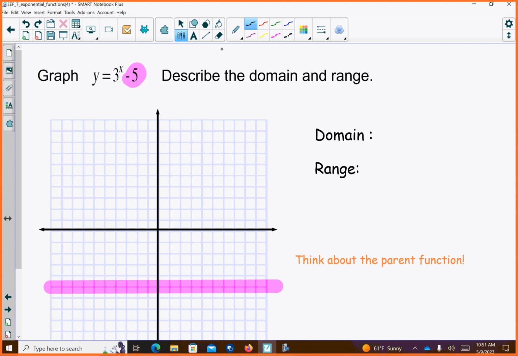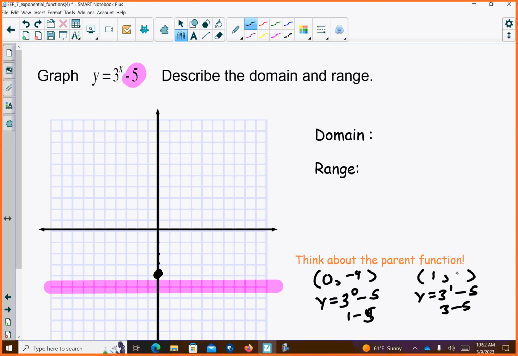All right. I'm going to plug in 0. So I'm going to get y equals 3 raised to the 0 minus 5. What's 3 to the 0? 1. What's 1 minus 5? Negative 4. All right, so 0, negative 4. 1, 2, 3, 4. It's right there. All right, let's plug a 1 in. So I get y equals, what's 3 to the first? 3. What's 3 minus 5? Negative 2. So I get 1, negative 2.